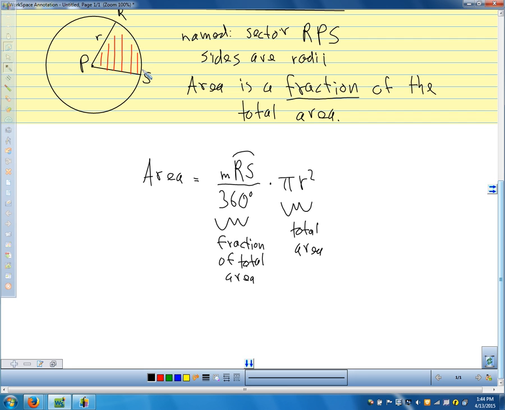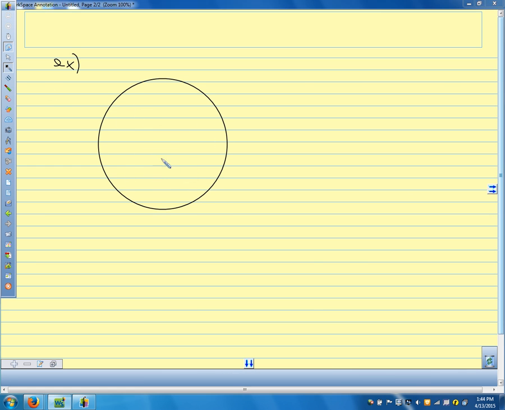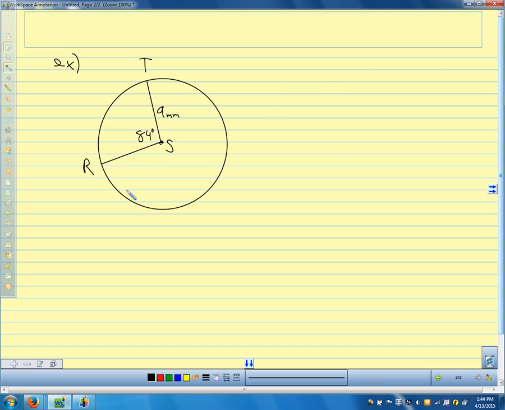All right, so questions there so far? All right, so let's look at an example. So here is our circle. Here is my sector. And I'm going to say this is 84 degrees, and this is 9 millimeters. And this is R, T, and S. And we want to find the area of sector RST. So we're looking for the area of that little piece of pie there.